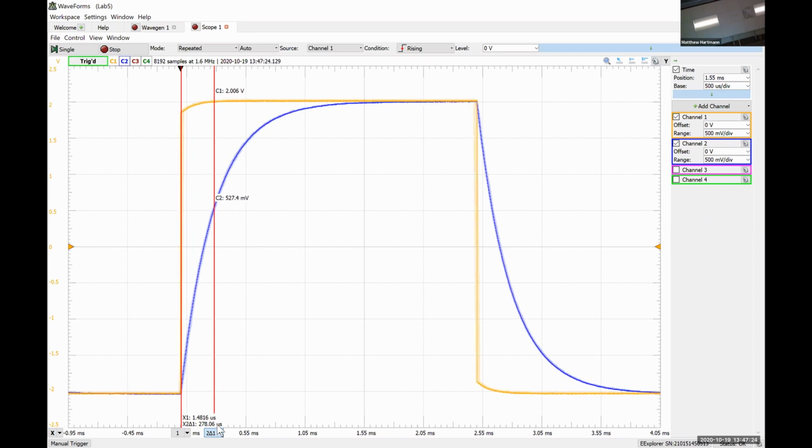So if you go to the last page, where it asks what the time constant is, well, we just figured that out. I'm going to ask you guys to calculate what value the capacitor must have, given that R has a measured value of 985 ohms, and our time constant has a measured value of 278.06 microseconds.